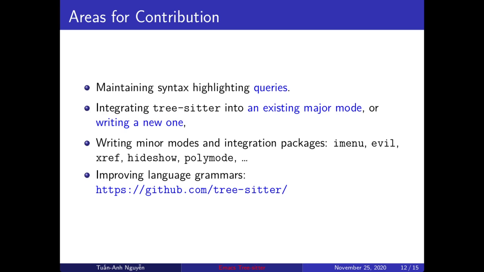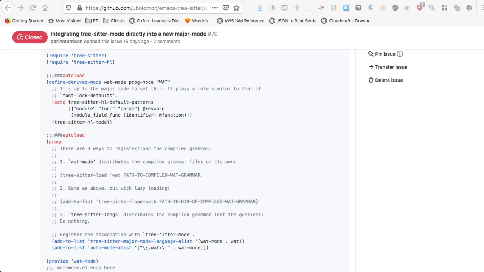If you are the maintainer of a language major mode, you may want to consider integrating tree-sitter into your mode, initially maybe as an optional feature. The integration is actually pretty straightforward, especially for syntax highlighting. Alternatively, you can also try writing a new major mode from scratch that relies on tree-sitter from the very beginning. The code for such a major mode is quite simple. For example, this is the proposed wat mode for WebAssembly. The code is just one page, not a lot.